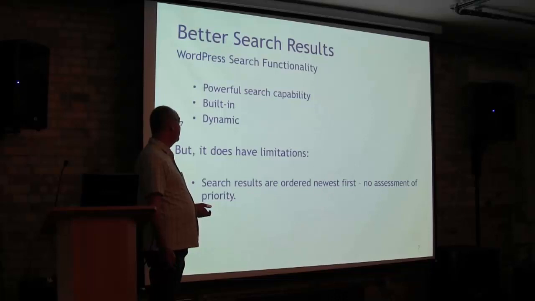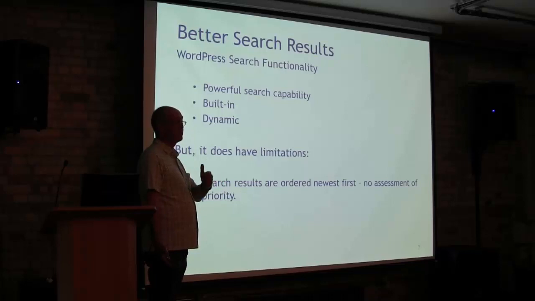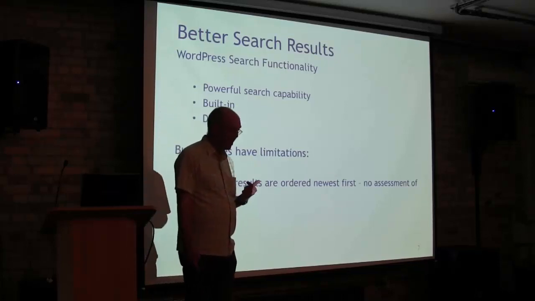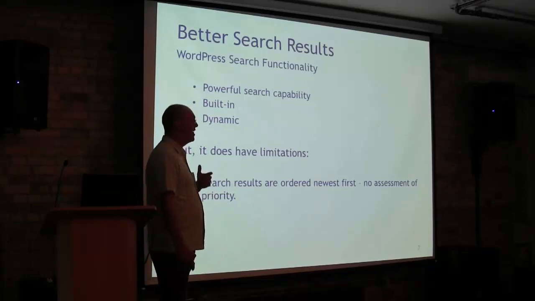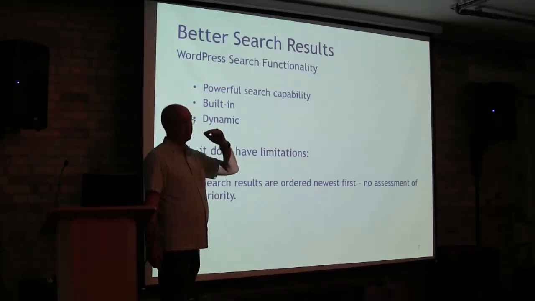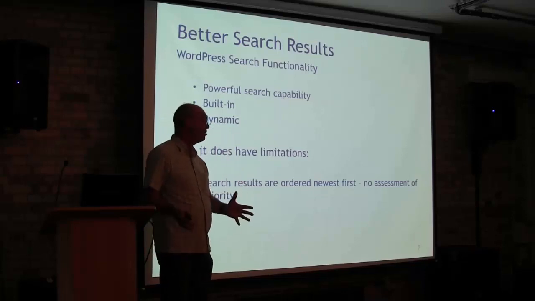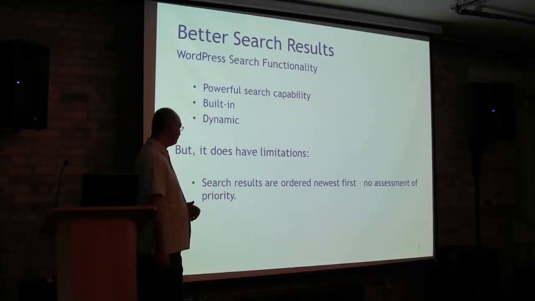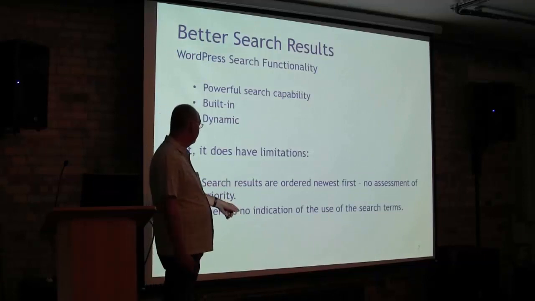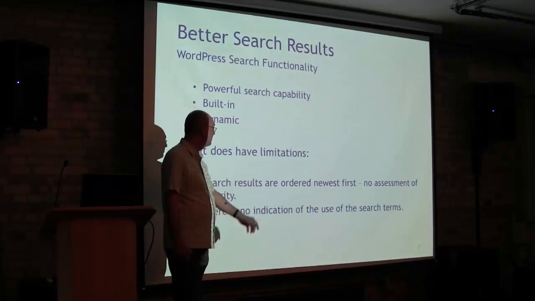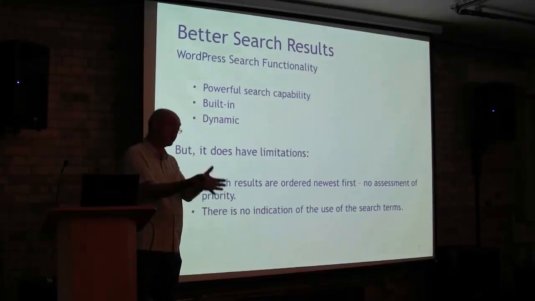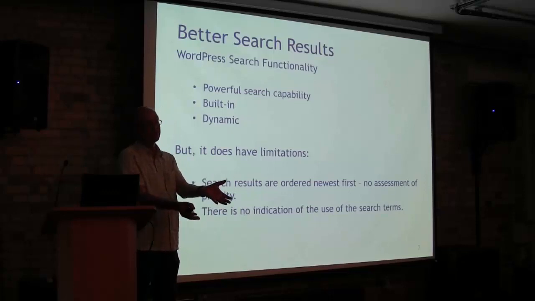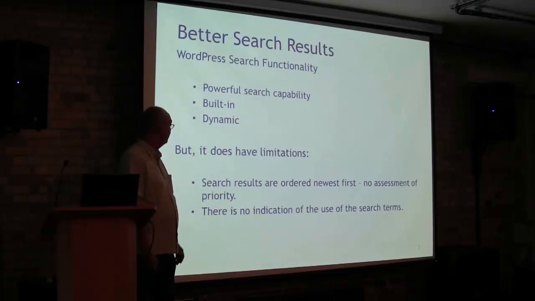The first one is that whenever you do a search using the default WordPress search, the results are always ordered newest first, which of course means that if you mentioned something in passing in a post you did last week, that will appear further up the results set than when you wrote a big article about it 6 months ago. The other thing that I don't like is that there's no indication of the use of the search terms. It helps visitors perhaps if they can see how you've used a word, then they'll know whether it's more relevant for what they're looking for.